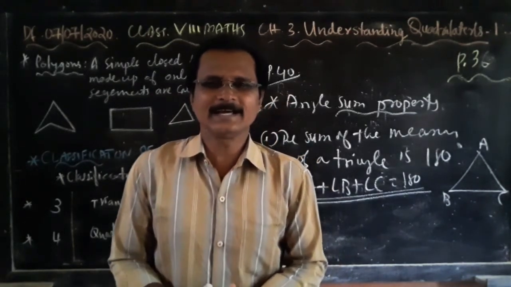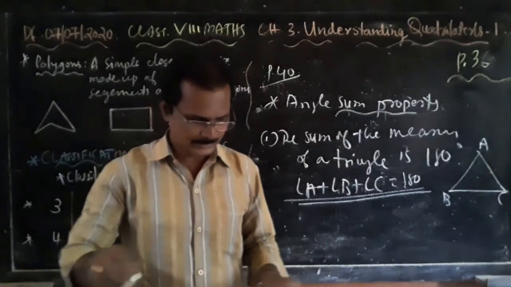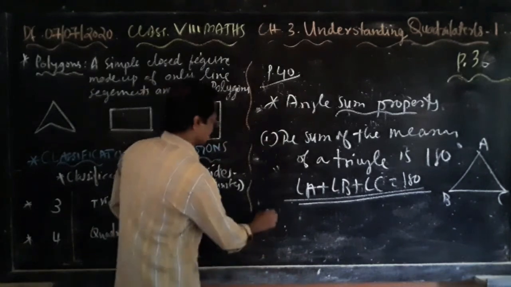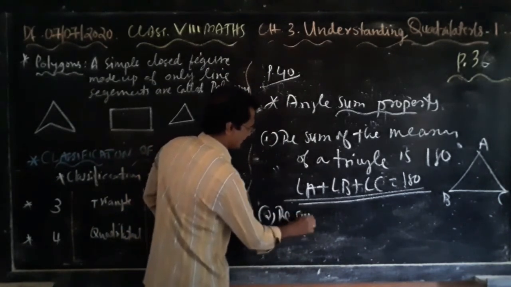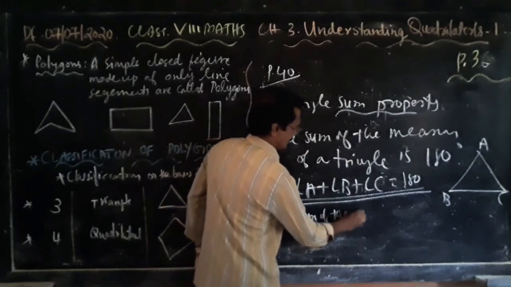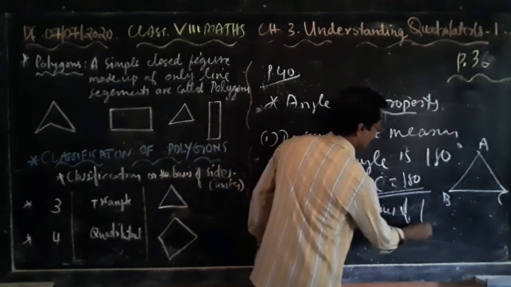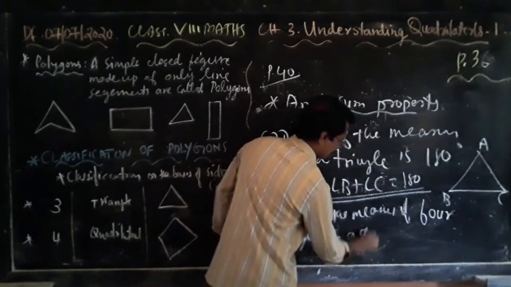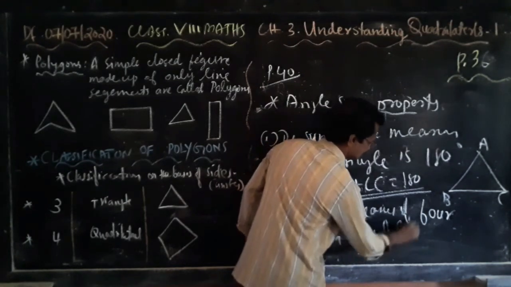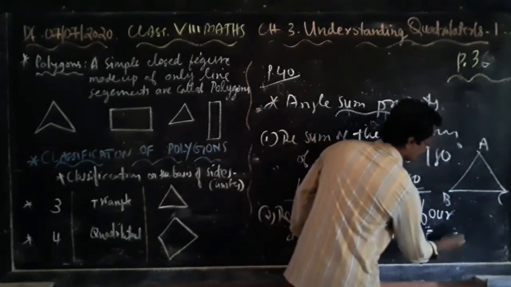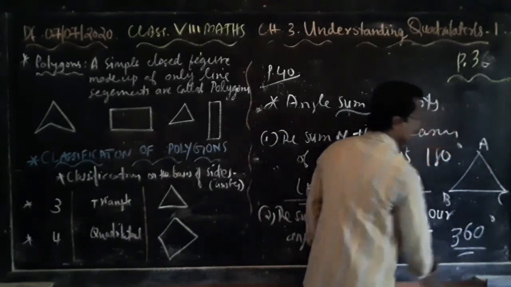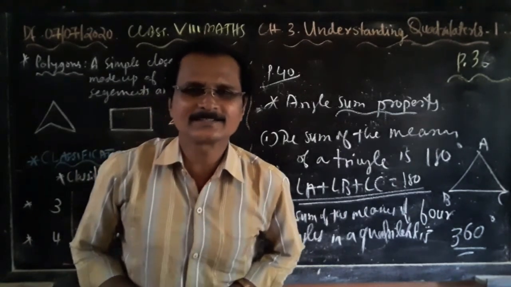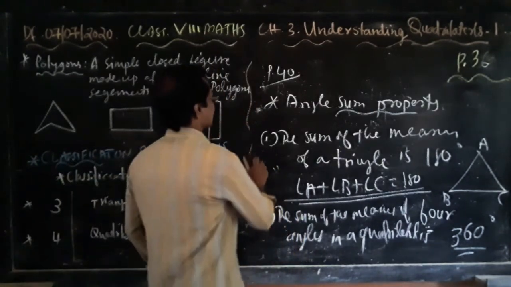When you write angle A plus angle B plus angle C equal to 180, then our second point is the sum of the measures of the four angles in a quadrilateral is 360 degrees. The sum of the measures of a quadrilateral is 360.